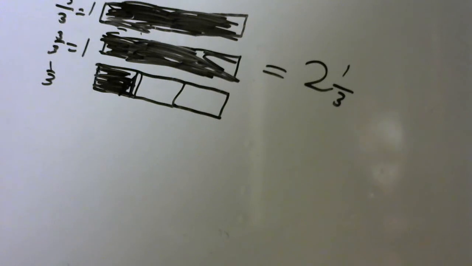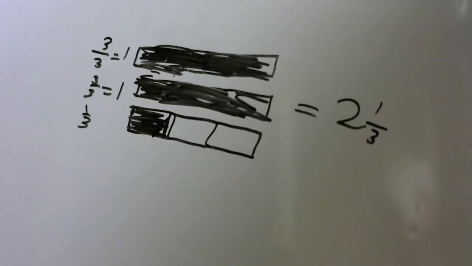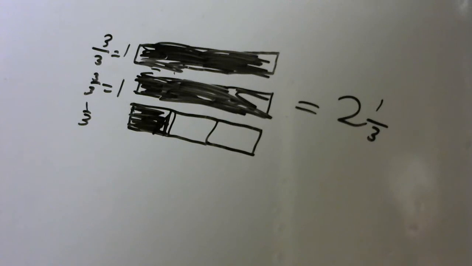So eventually we're going to need to convert this into an improper fraction. It's because you also have to learn how to convert improper fractions to mixed numbers. It's not called mixed fractions, it's called mixed numbers. Eventually I'm going to convert it.